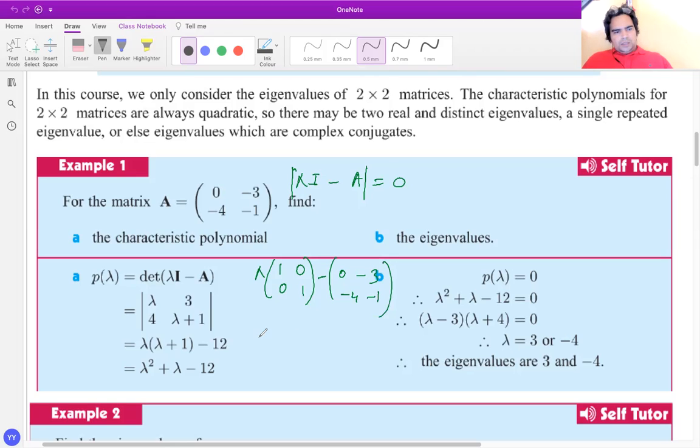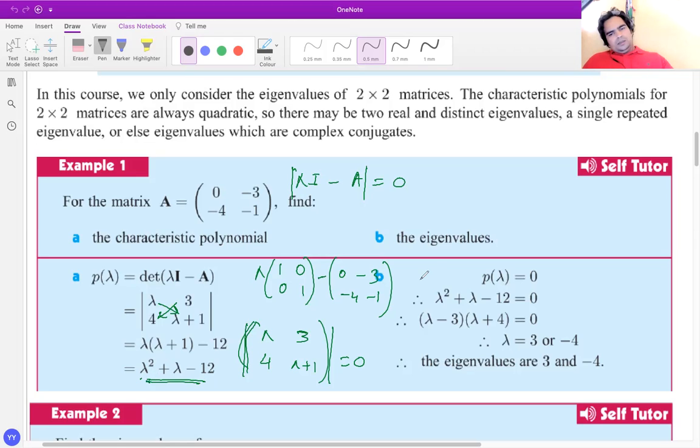So what we get at the end is lambda, and here this is 0 minus 3, so it is negative 3, and minus and minus become plus, so it is 3, and 4, and lambda plus 1. Now we're going to find the determinant and equate it to 0. To find the determinant, you multiply this minus this, and this minus this. So your answer comes to this quadratic.